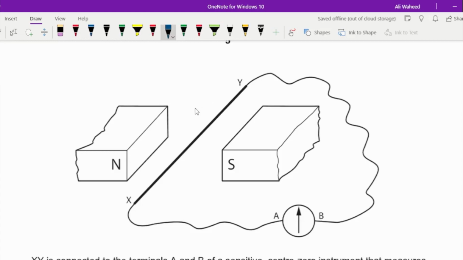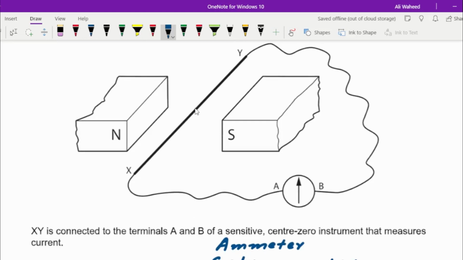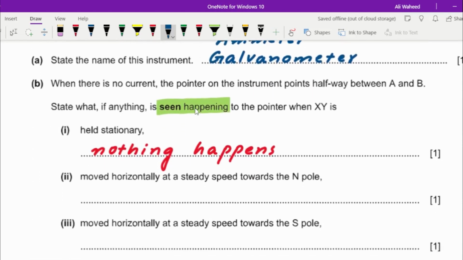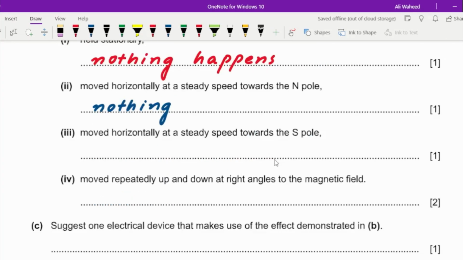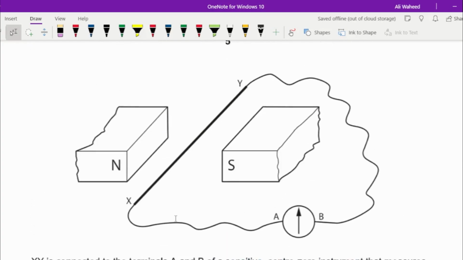So does that make any difference? No, because the number of magnetic field lines cutting the wire remains the same. Whether you move it towards the left side or towards the right side, the same number of magnetic field lines would be passing through it. All right, on to the next part, part 3. Now you're moving the wire XY towards the right side. Once again, the number of magnetic field lines cutting the wire would remain the same if you move it horizontally.